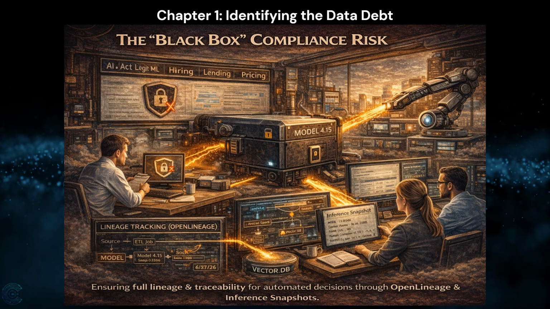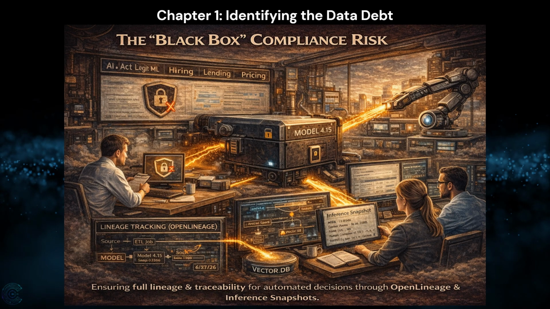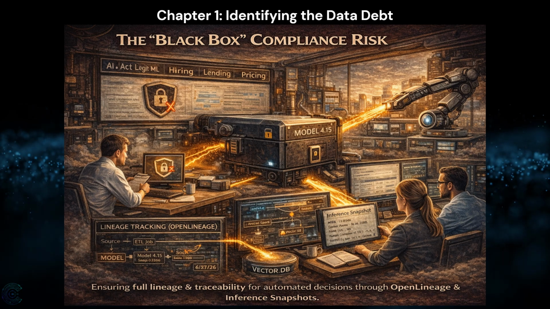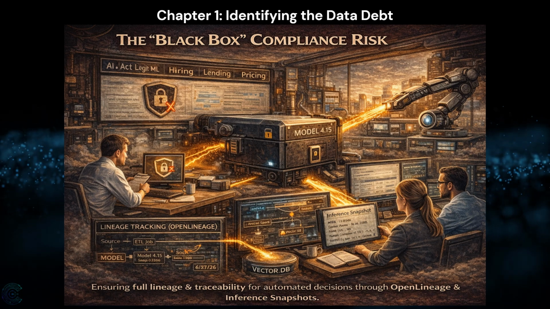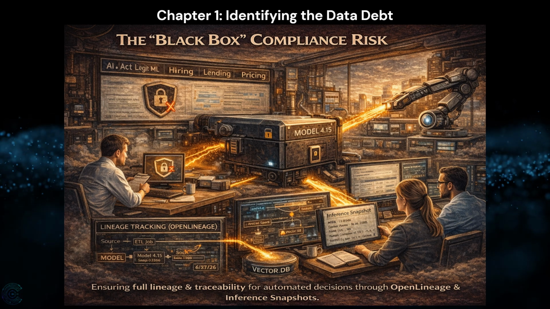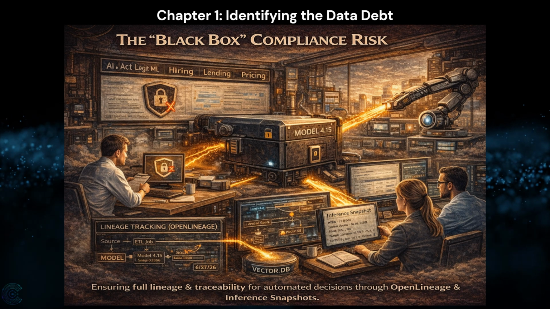Action: implement OpenLineage across all pipelines to track data from source to model. Store inference snapshots, the exact features and model version used for every high-stakes AI decision. Result: audit-ready posture, 0% unexplainable decision risk, protected brand reputation.